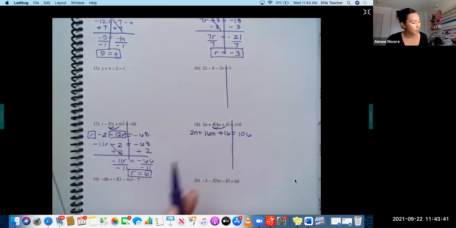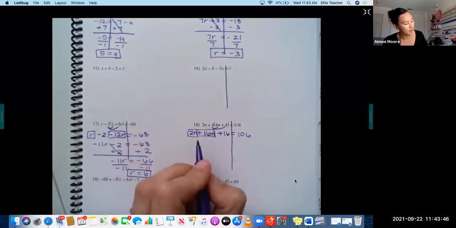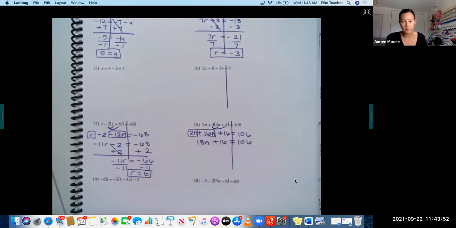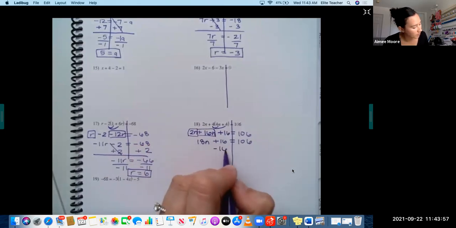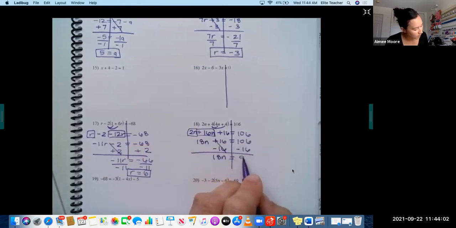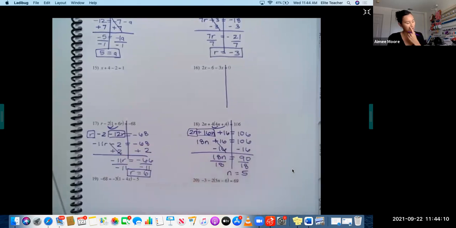Okay, so now we just need to combine our like terms, which are 2n and positive 16n. So that's 18n plus 16 equals 106. And now it is a 2-step equation. So we subtract 16 from both sides. 18n equals 90. Divide by 18, and I think that is 5. Yep, very good, Valerie.